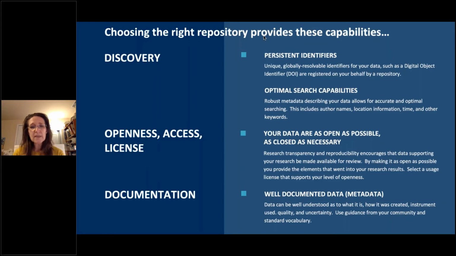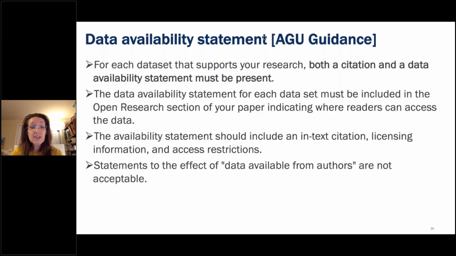Openness, access, and licensing: making sure your data is as open as possible, as closed as necessary, providing you with licensing that supports openness, and then making sure that the information about your data, usually called metadata, is as robust as possible. That is incredibly helpful for understanding what the data set is all about, and considering quality, instrumentation, et cetera, and standard vocabularies.